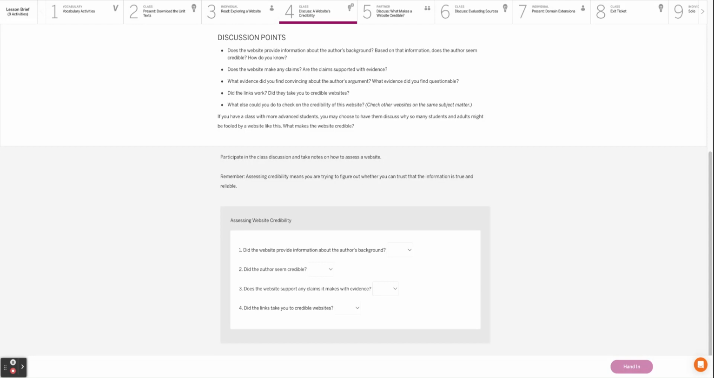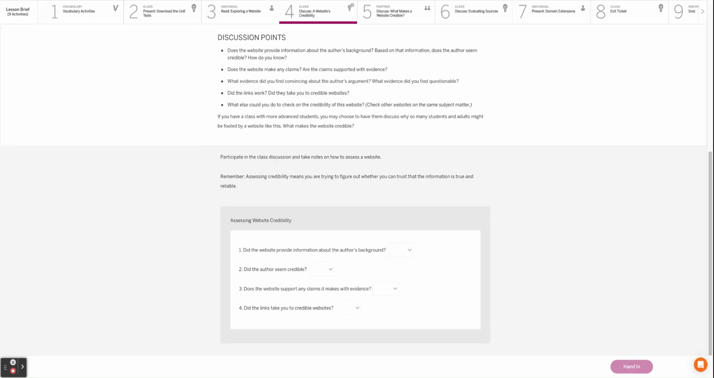So, some questions we can ask ourselves. Does the website give us information about the author's background? If so, does it seem credible? Is it believable? Does it say that the author is the smartest person in the world? Or does it say the author has a degree from this college or university and they've been working in journalism for a decade?